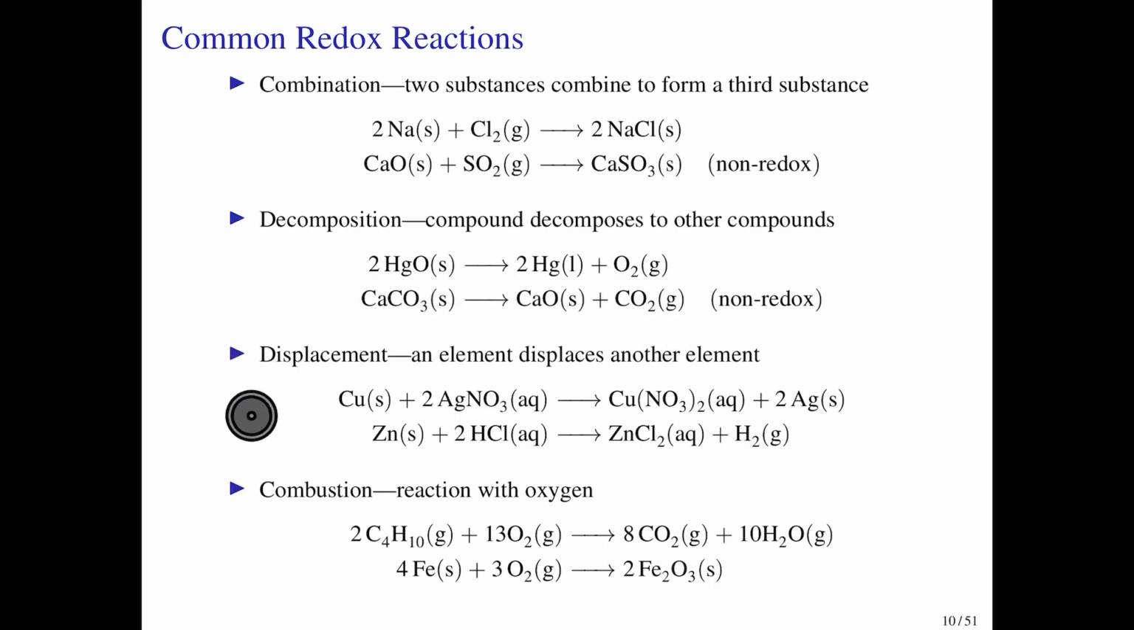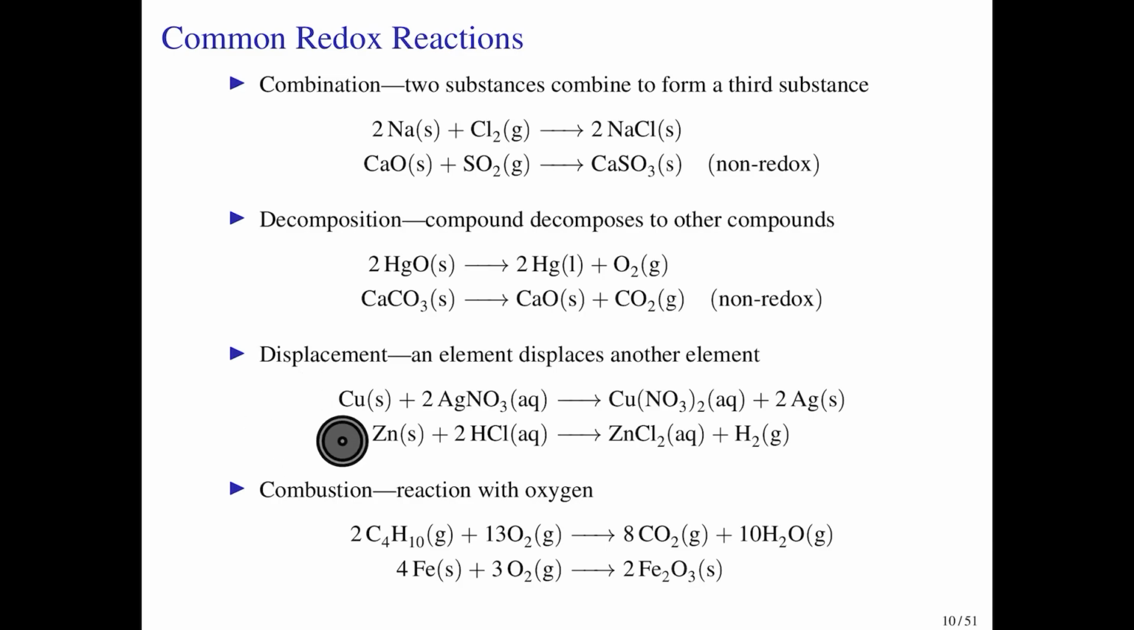Displacement reactions are where one element displaces another element in a substance. So here you've got copper metal displacing silver ion, giving you aqueous copper(II) nitrate and silver metal. Notice that you go from elemental copper on one side to copper ions on the other side, silver ions on one side to elemental silver on the other side. The oxidation numbers have to change, and so you would recognize that as a redox reaction.